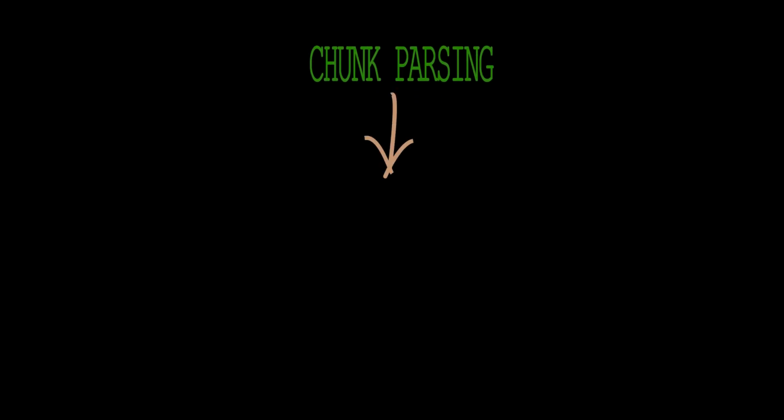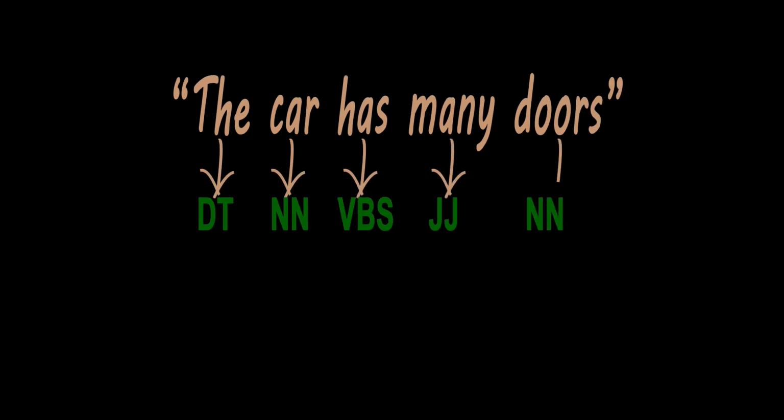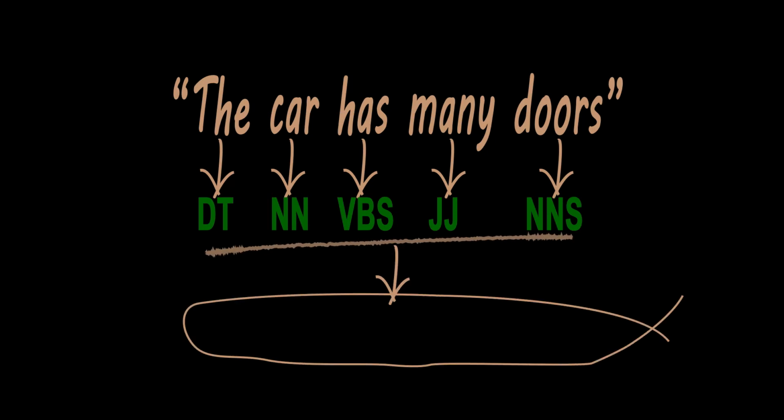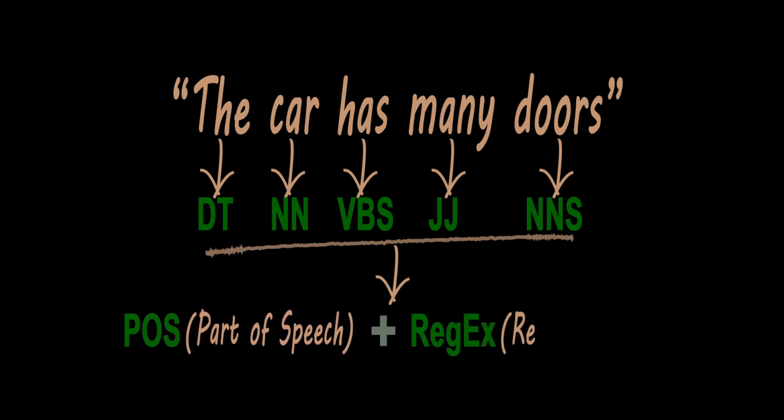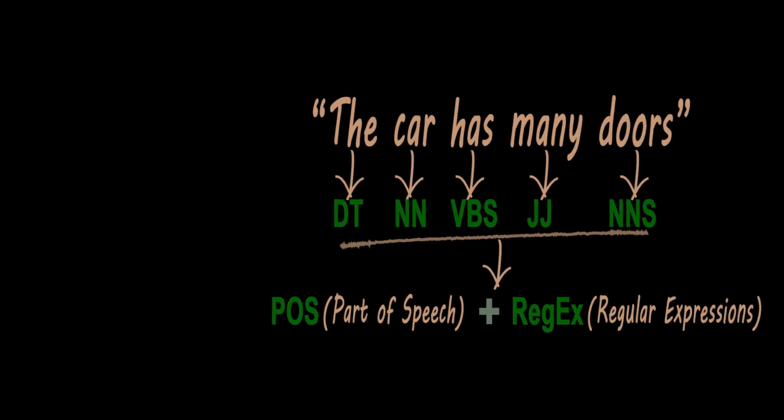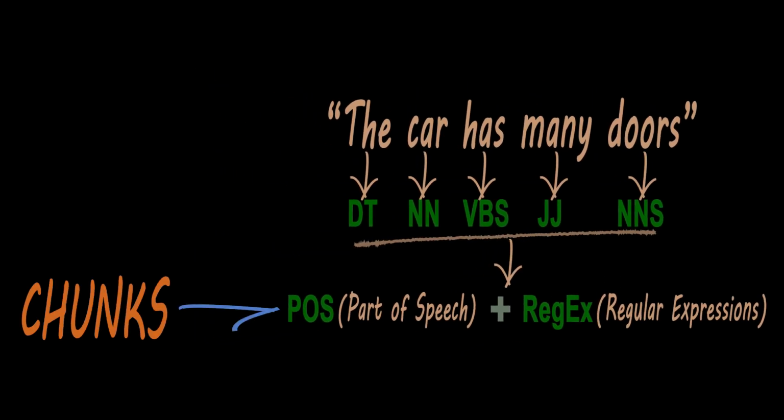Chunk parsing in NLP, in natural language processing, is a process to take small pieces of information and group them, chunk them into larger units. The primary use of chunking is making groups of noun phrases. It's used to add structure to the sentence by following POS tagging, or part of speech tagging, combined with regular expressions. The resulting groups of words are called chunks.